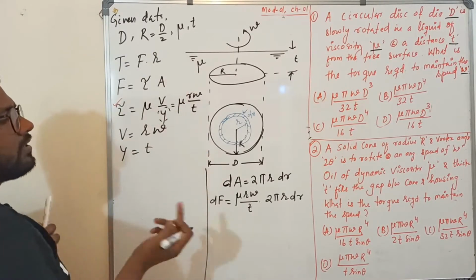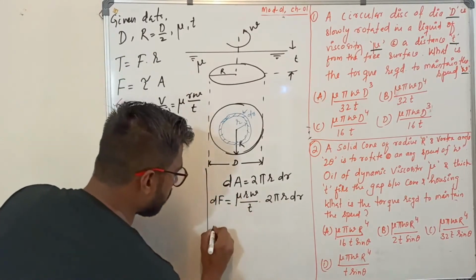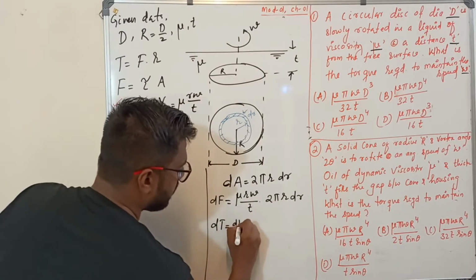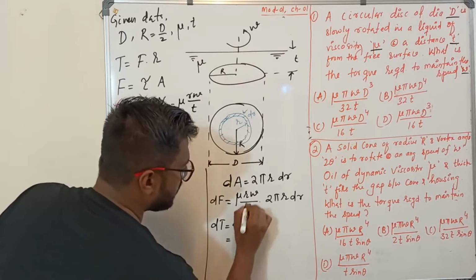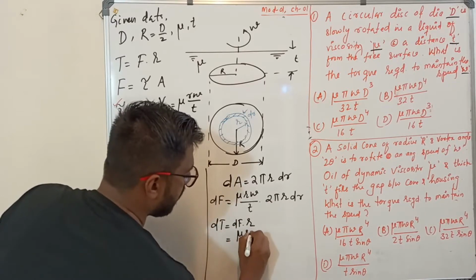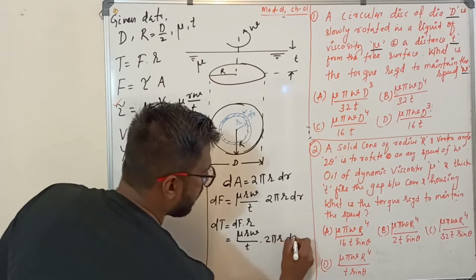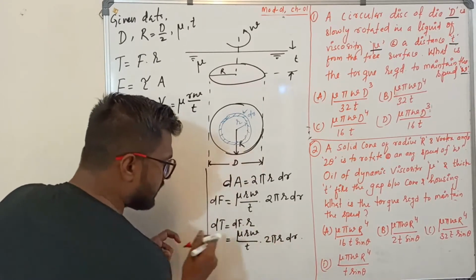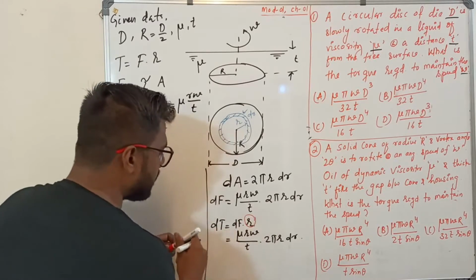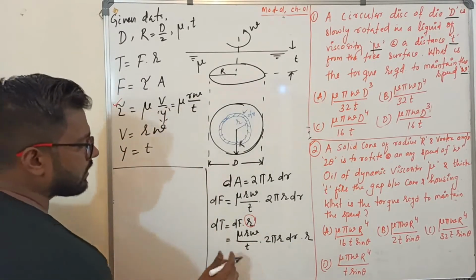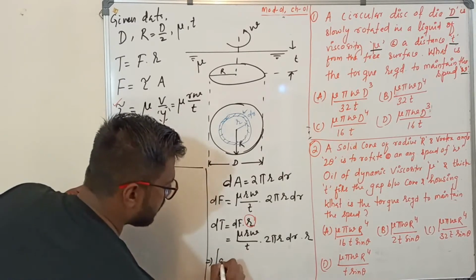Where will I target now? Torque. So your dT is equal to your df into r. So what is your df? Mu r omega by t into 2 pi r dr, into r. Don't forget this r. So many times students forget to write this r again.